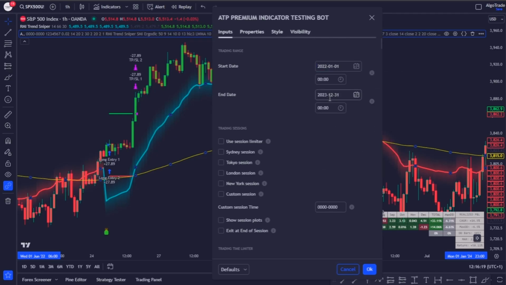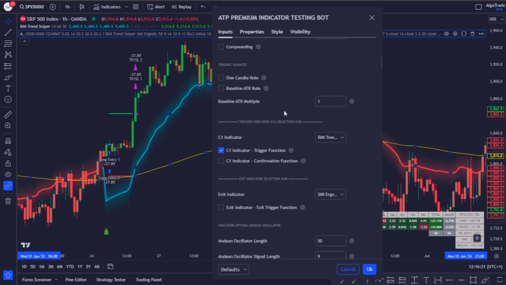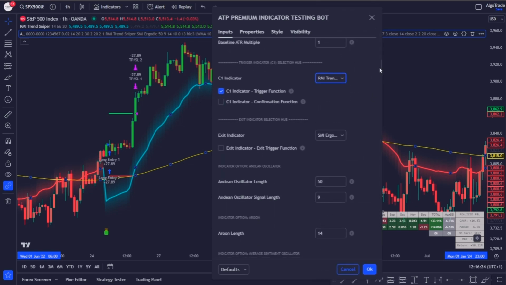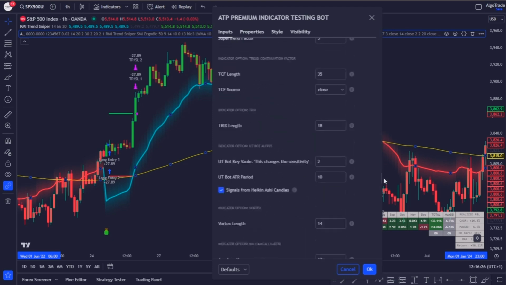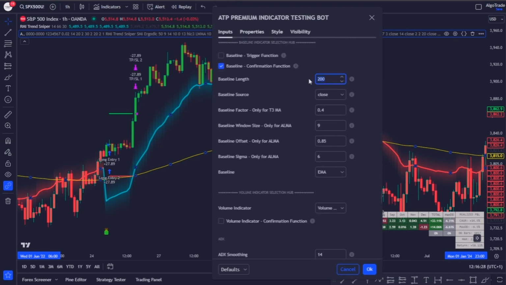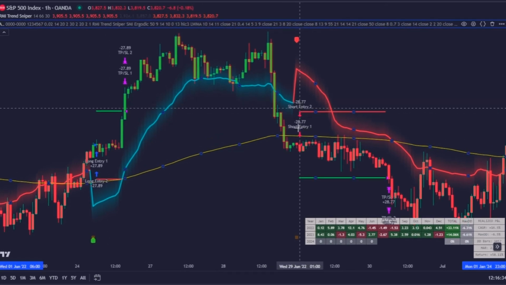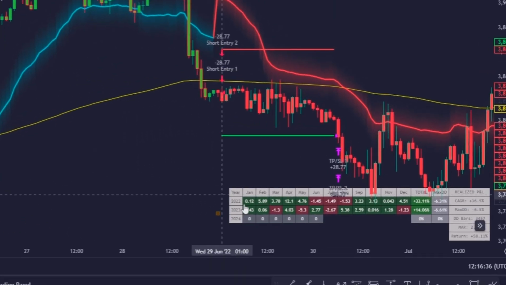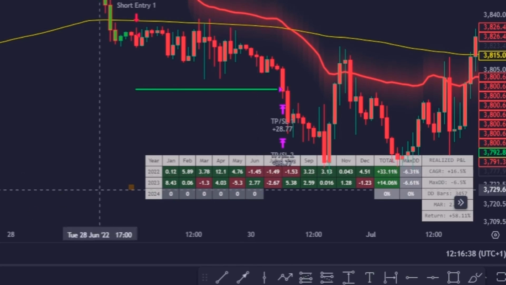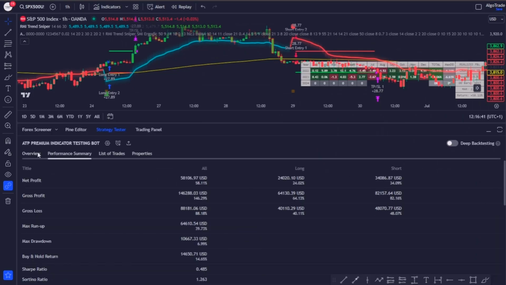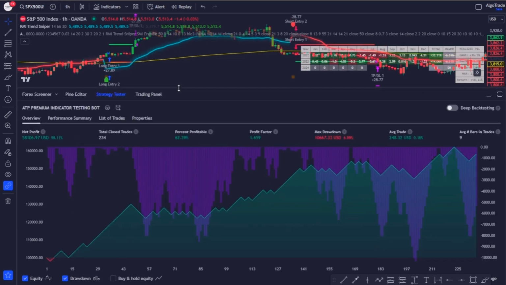After selecting all the conditions we defined earlier, the RMI Trend Sniper with the respective settings below, and the 200-period EMA with the confirmation function, you can see that the trading bot not only displays every valid trade on the charts, but also gives me the monthly results on this table and the overall ones about each asset down below on the Strategy Tester tab.